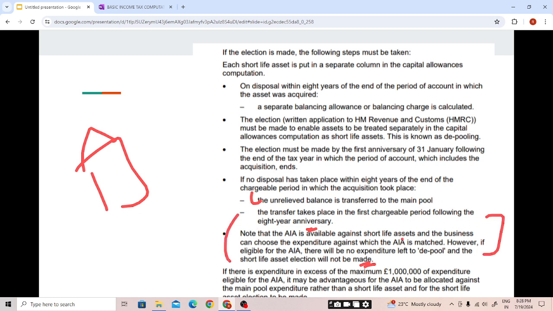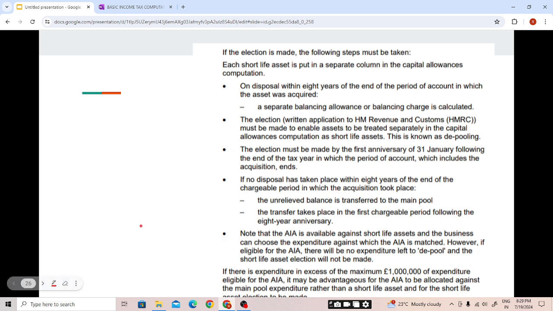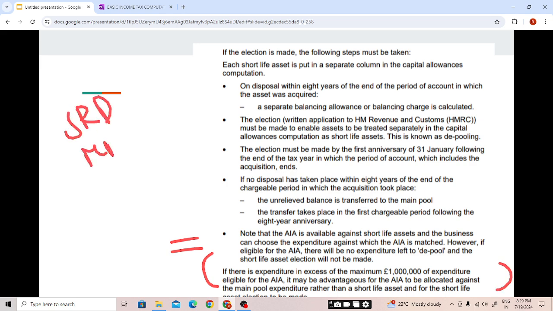If we wholly claim the AIA, students, then we can't use the short life asset. So the short life asset is given the third priority. If there is expenditure in excess of the maximum 1 million eligible for the AIA, it may be advantageous for the AIA to be allocated against the main pool expenditure rather than a short life asset, and for the short life asset elections to be made. So I hope this is clear. The AIA allocation must be done to special rate pool first, main pool, then the short life asset pool, then the private asset pool.